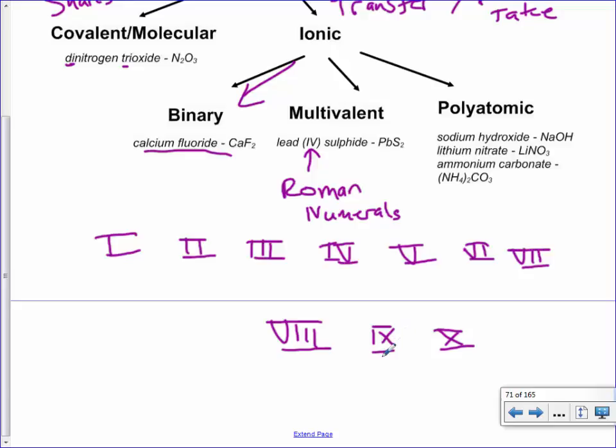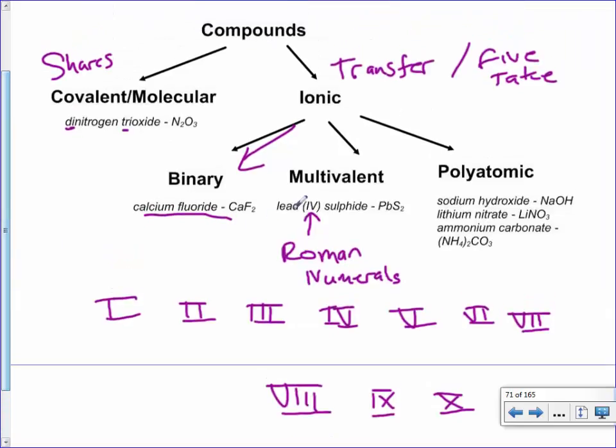Out of curiosity, some of you guys know this, or is that new? Okay. This is going to come up when we use one of our naming systems. So I'll get to that in a second. But you can tell when things are multivalent because there's going to be a Roman numeral in between the words.